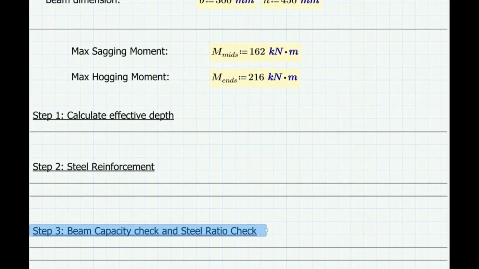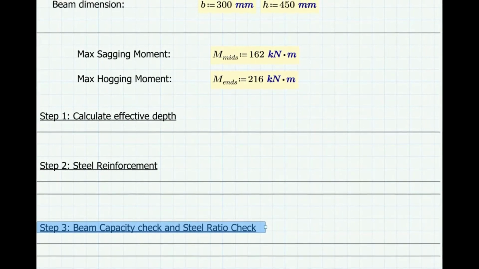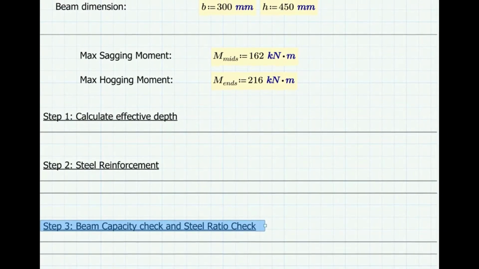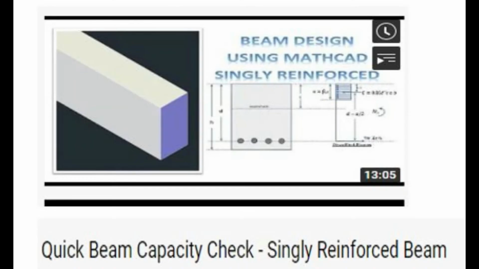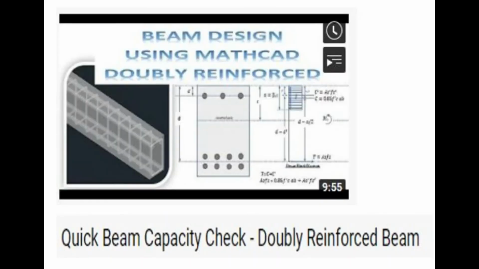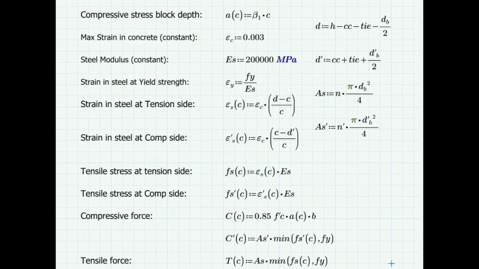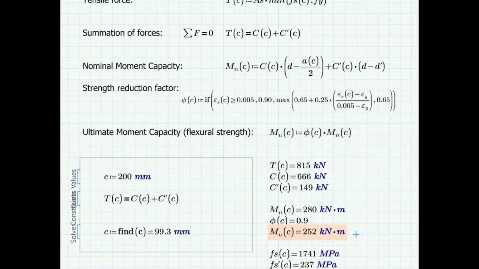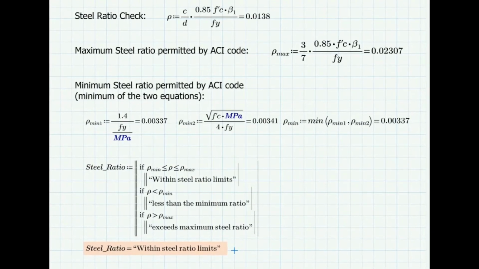Before we do the reinforcement detailing, we need to run a beam capacity check to ensure that the final reinforcement that we provided satisfies the loading or the given factored moments. You may refer to my earlier videos on how to do a quick beam capacity check. I predefine all the formulas in terms of C, and I just need to input the reinforcement and it will calculate the moment capacity. And it also checks if the steel ratio is within limits.